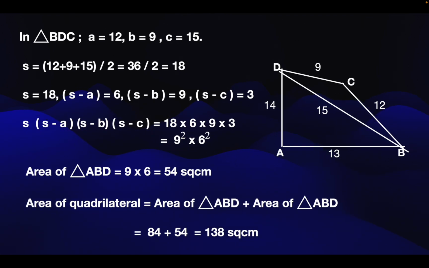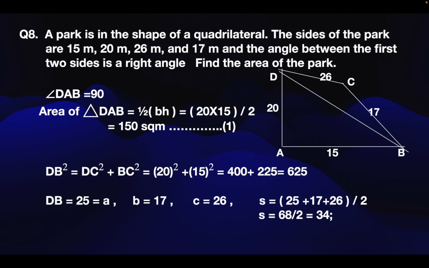Evaluate all these values and write it in the square form. Then you will get the square root easily. It is 9 into 6, 54. Now the area of the total quadrilateral will be this area plus this area. So 84 plus 54 is equal to 138 square centimeter.